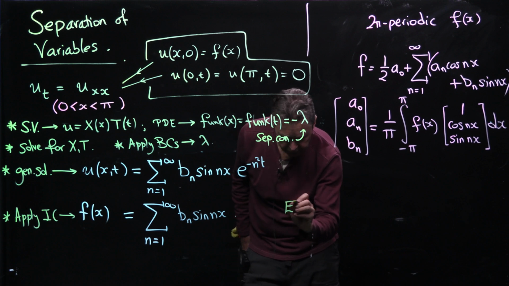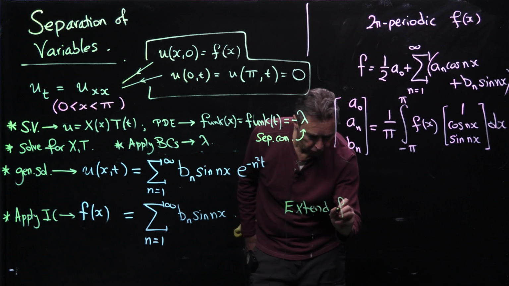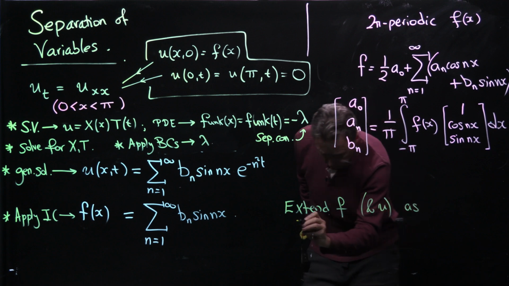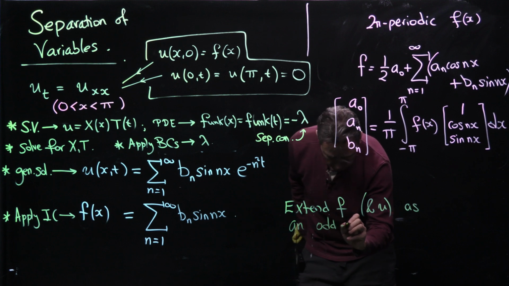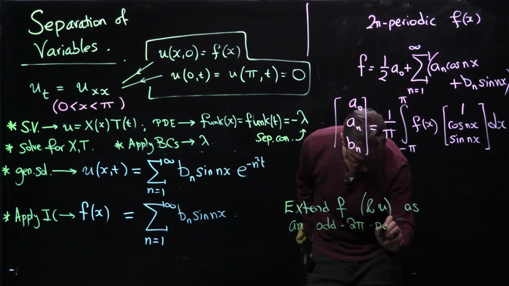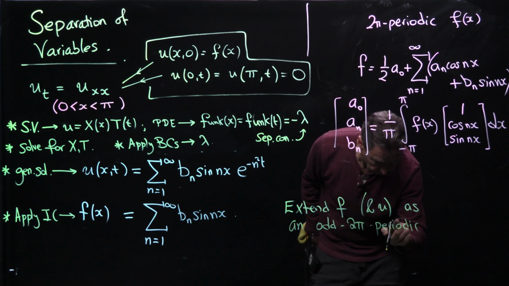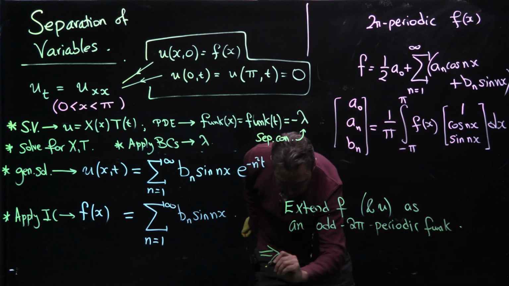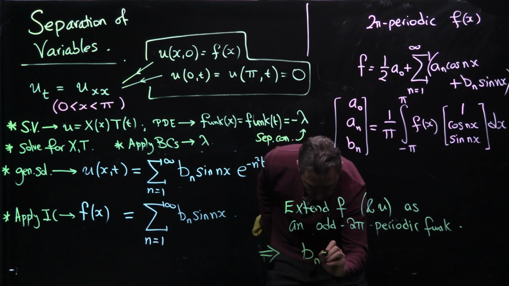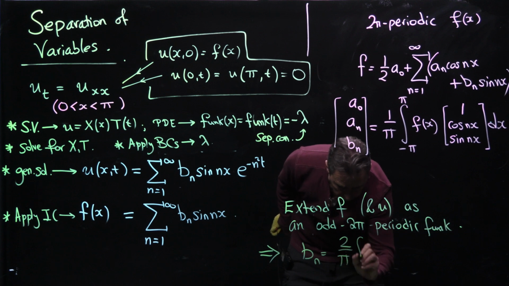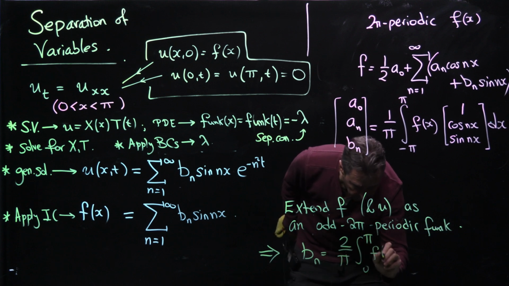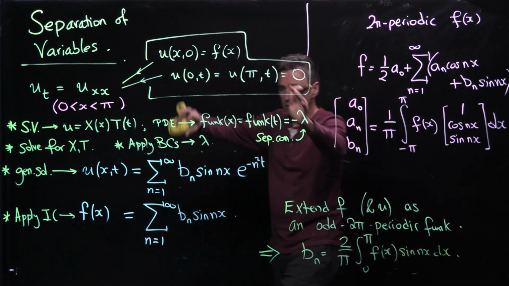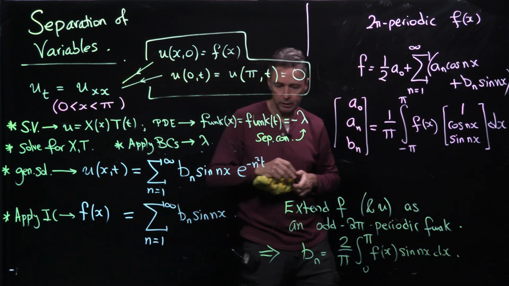In order to do that, I extend f, equivalently u, as an odd 2 pi periodic function. And that implies that b n should be 2 over pi, the integral from 0 to pi of f of x sine nx. Right, so that's the strategy for solving the PDE.